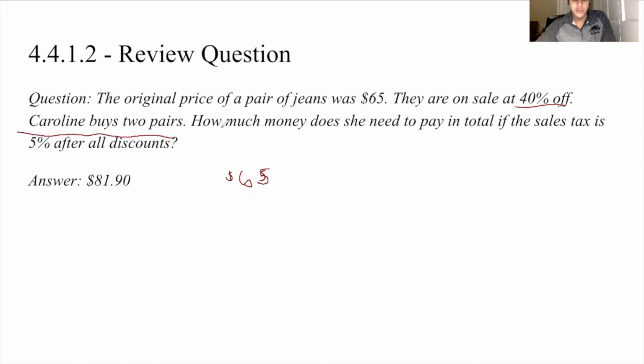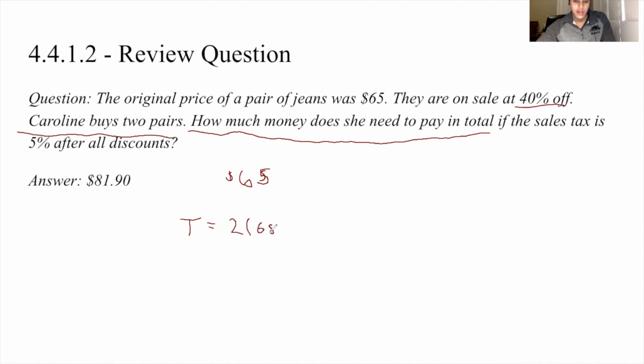Okay, so how much money does she need to pay in total if the sales tax is 5% after all discounts? So the real part of the question is how much money does she need to pay in total? And then the rest of this is information that we need to create the equation. So if it's asking us to find how much she pays in total, which I'm going to call T, as in the total amount, then first of all I can say, okay, well if she buys 2 pairs, we're going to multiply 2 by the price of the jeans, which is $65.